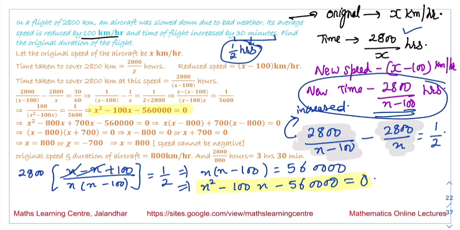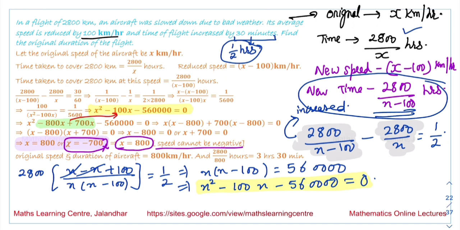To solve this equation, the two factors of the middle term 100x are 800x minus 700x, and on solving this we get two values. When we solve this quadratic equation, we get two values of x, that is 800 and 700. The final answer is x equal to 800, because speed cannot be negative, so x equal to 700 is not possible.